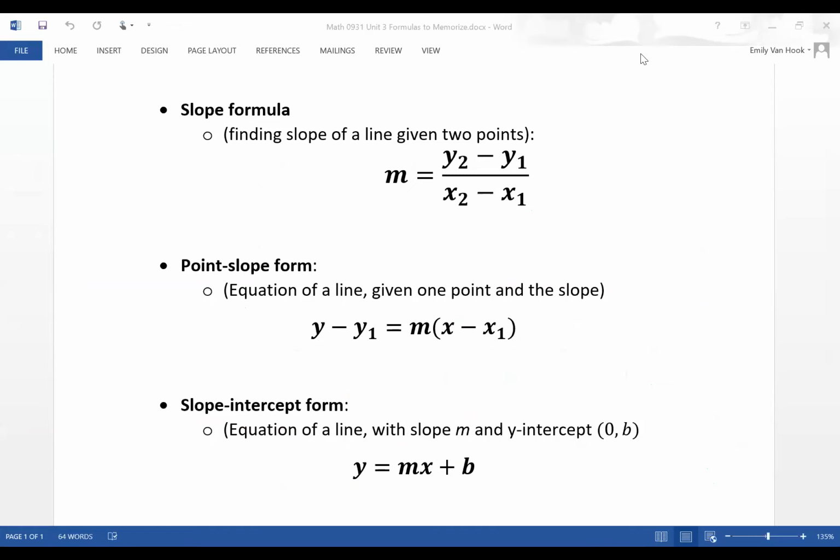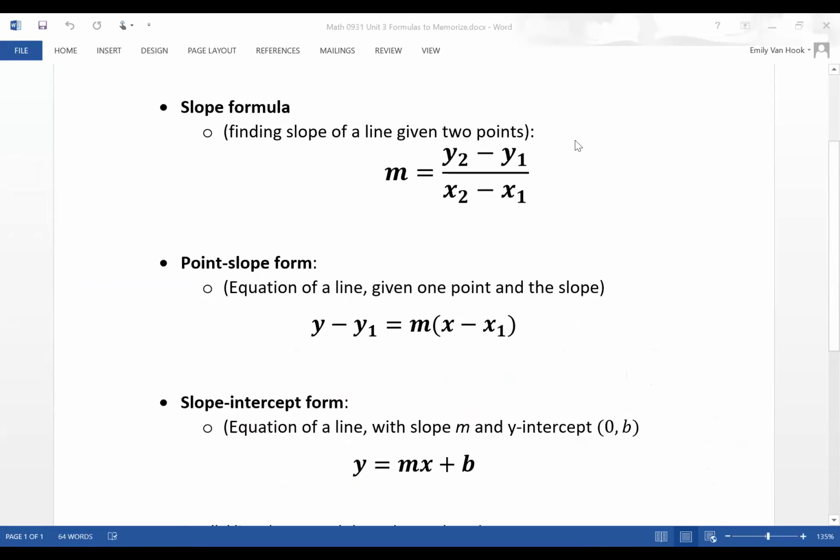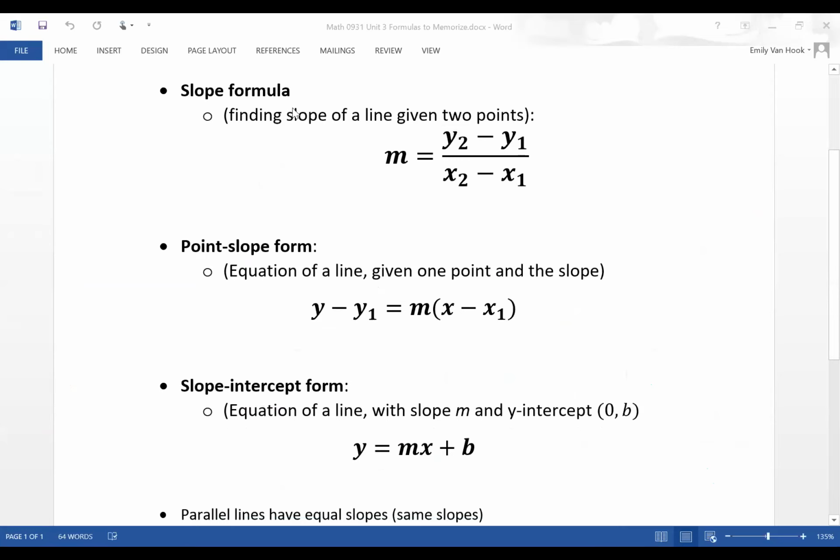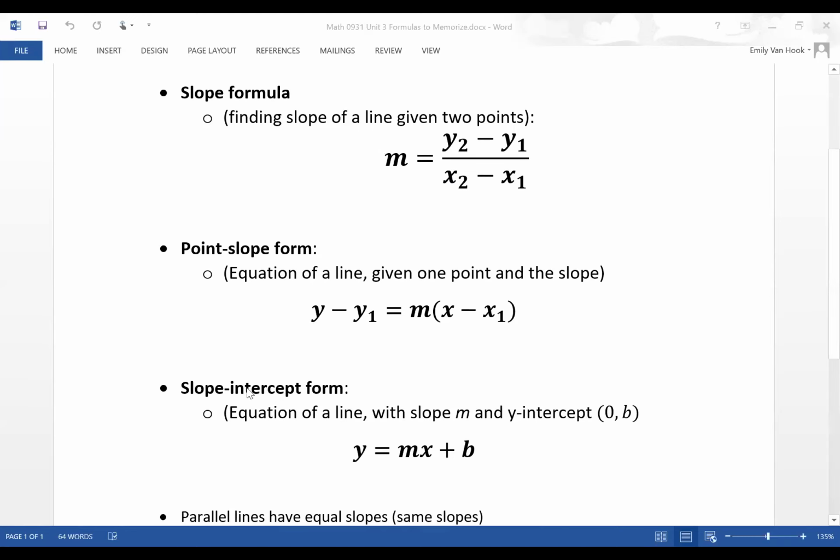I have this Word document here that's just titled Math 0931 Unit 3 Formulas to Memorize. So these are the three formulas we're using a lot in this unit. The slope formula, m equals y2 minus y1 over x2 minus x1, finding slope of a line given 2 points. Point slope form that we've just learned today, equation of a line given 1 point and the slope, y minus y1 equals m parentheses x minus x1. And then possibly the most familiar one, slope-intercept form, the equation of a line with slope m and y-intercept b, and that's y equals mx plus b.